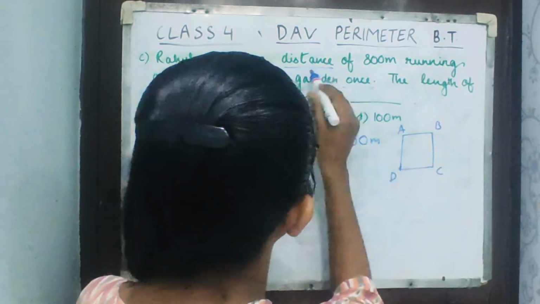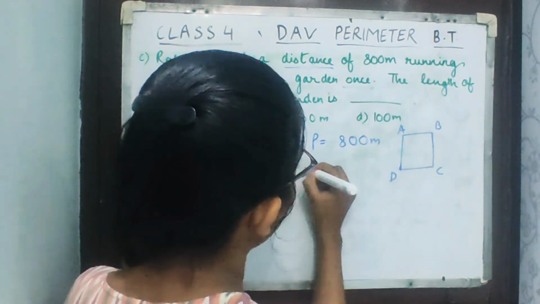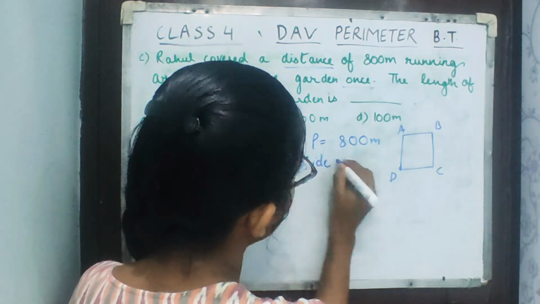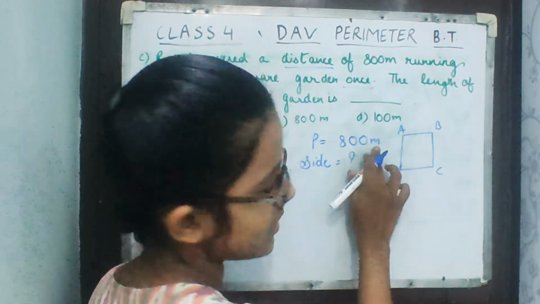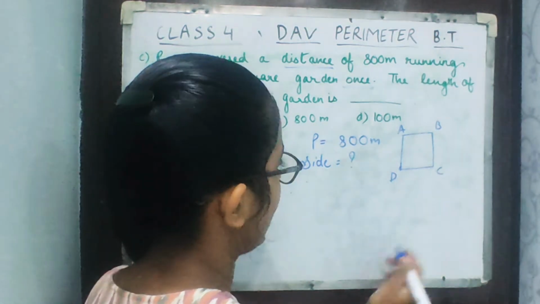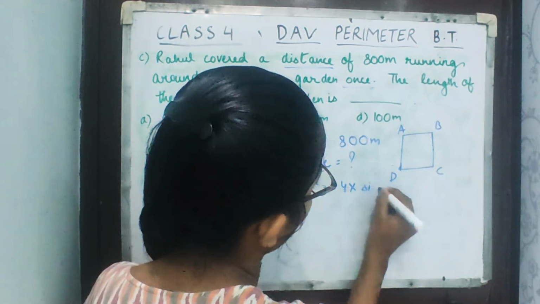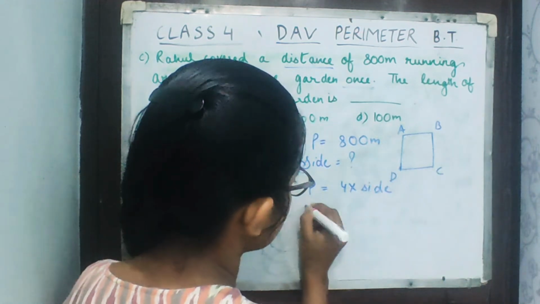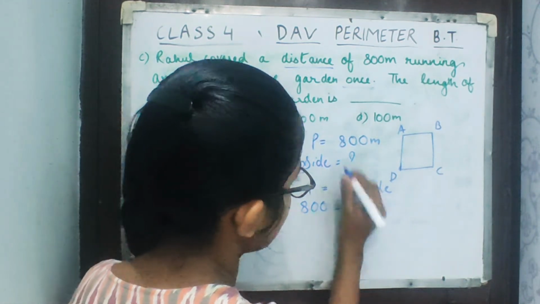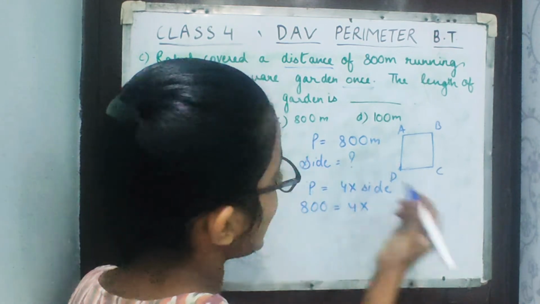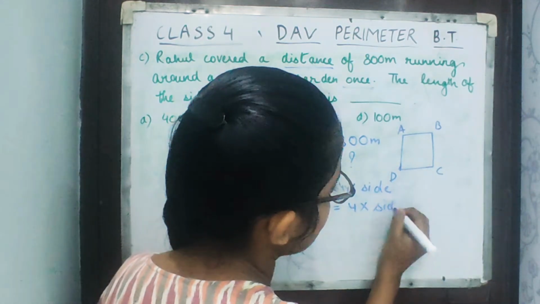So the perimeter given to us is 800 meter. We have to find the side of the square. Okay, so perimeter is given, 800. Side we have to find. So what is the formula? Formula is perimeter is equals to 4 into side. Perimeter is given to us as 800 is equals to 4 into side. Side is not given, so side will remain side only.